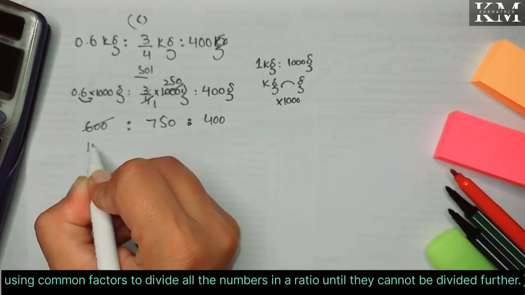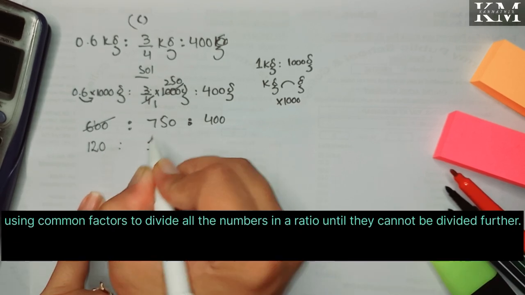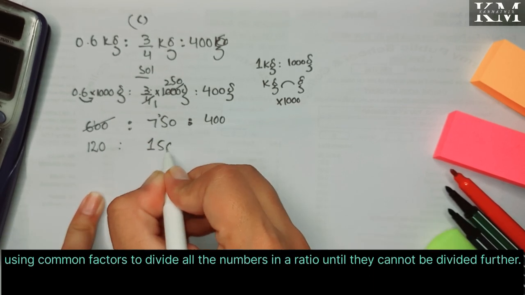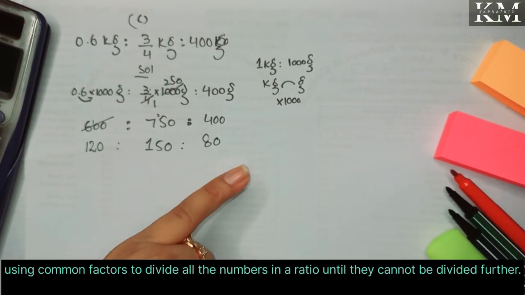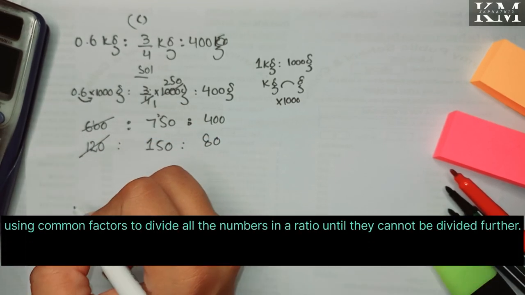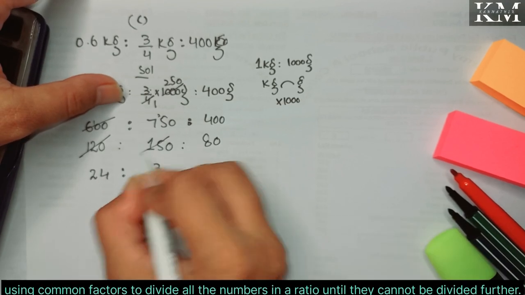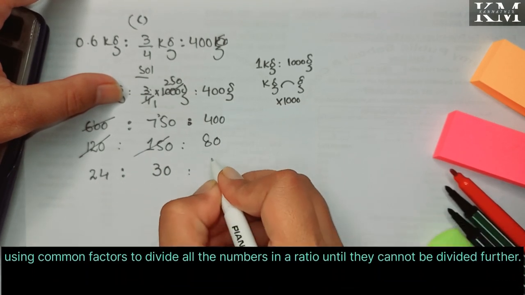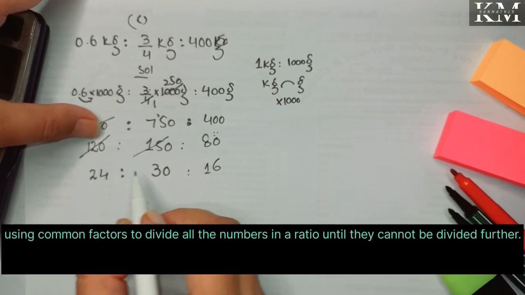5 1 times 5, 5 2 times 10, and this 120. 5 1 times 5, 5 5 times 25, and then 0. 5 8 times 40, and then 0. Again we can do it by 5. It will give me 5 2 times 10, 5 4 times 20, 5 3 times 15, and 5 1 times 5, 5 6 times 30.